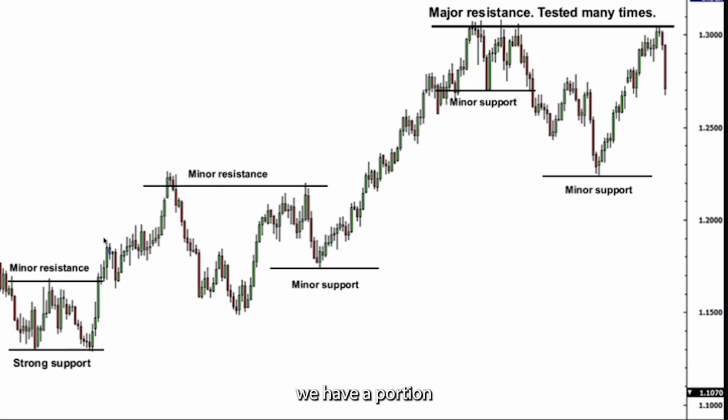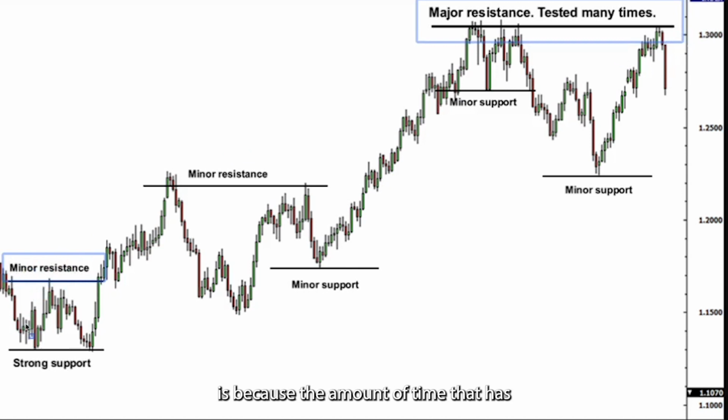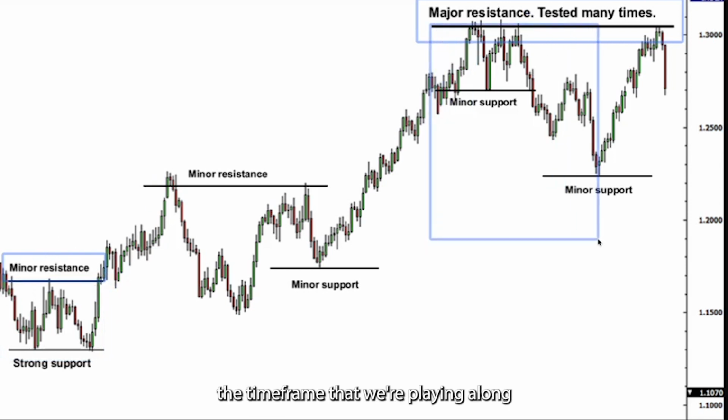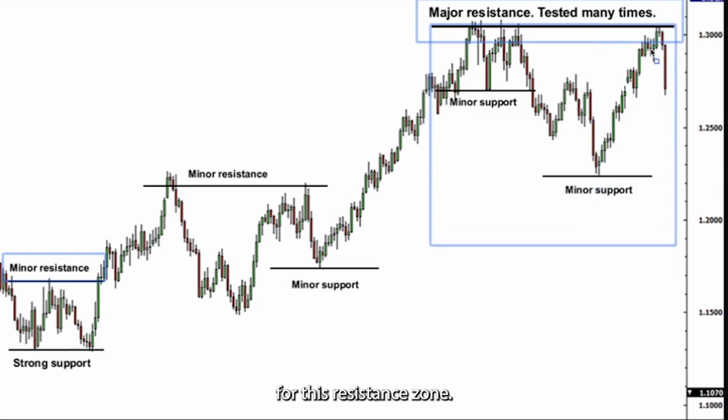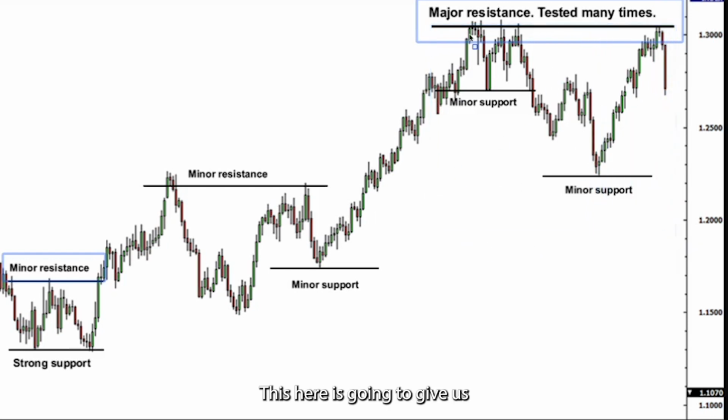So right here we have a portion that says minor resistance, and I want us to see the difference between a minor resistance and a major resistance. The reason why this is considered a minor resistance is because of the amount of time that has accumulated for this resistance to be created, and notice that resistance ended up getting broken through. Up here, notice the time frame that we're playing along for this resistance zone. This here is going to give us an even more major resistance to be looking at.